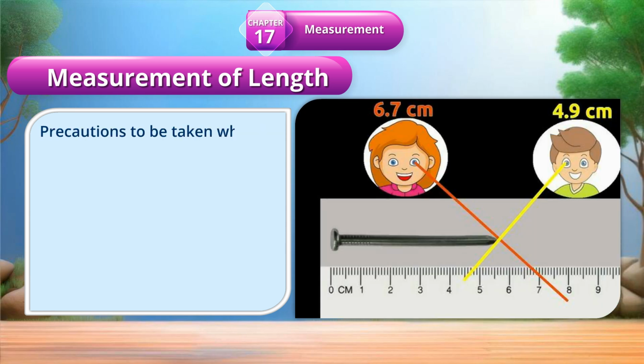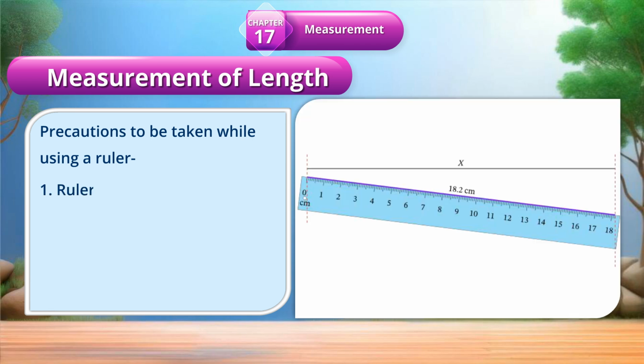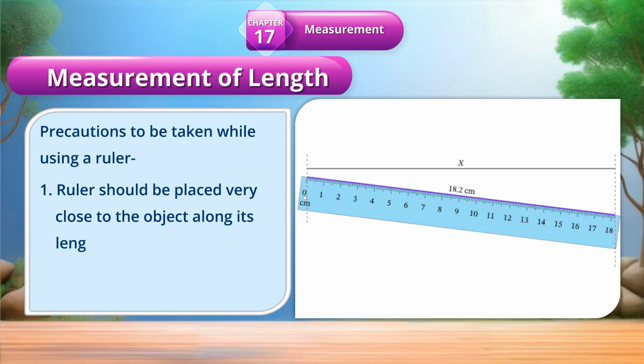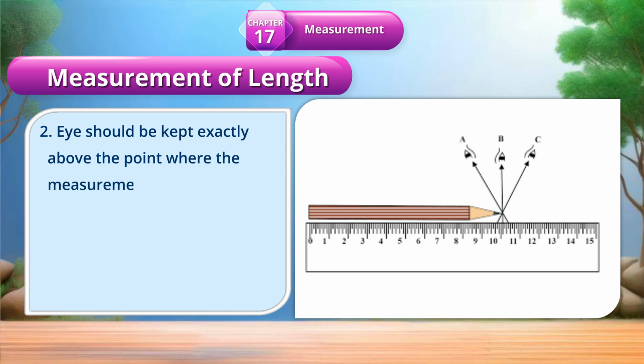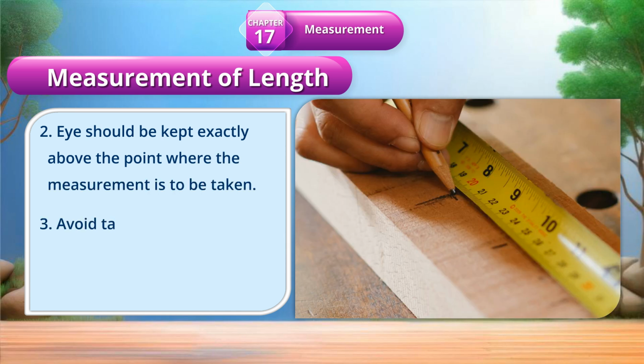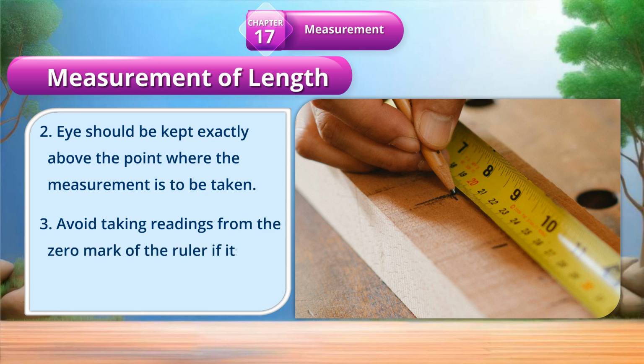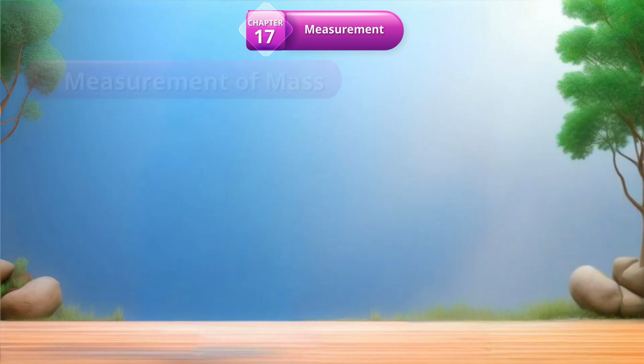Precautions to be taken while using a ruler. 1. Ruler should be placed very close to the object along its length. 2. Eye should be kept exactly above the point where the measurement is to be taken. 3. Avoid taking readings from the zero mark of the ruler if its edges are broken.